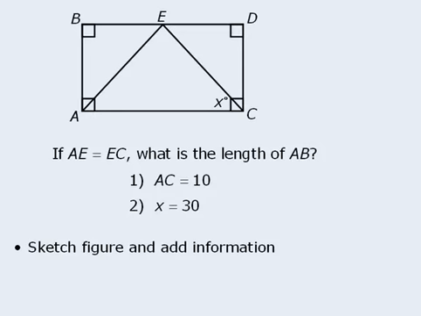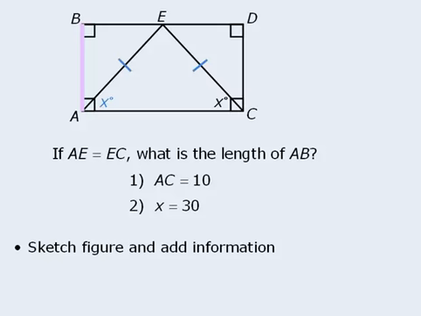Now in this example, we are told that sides AE and EC are equal. So once we sketch the figure on our scrap paper, we can add some notation to show that these two sides have equal length. Now since these two lengths are equal, we can deduce that this is an isosceles triangle, which means this angle and this angle are equal. Now the target question asks us to determine the length of side AB, so we'll highlight this.